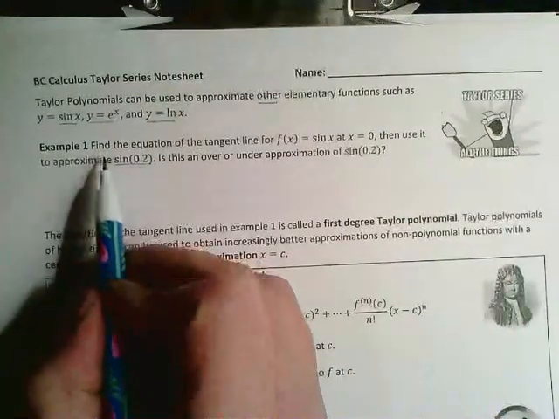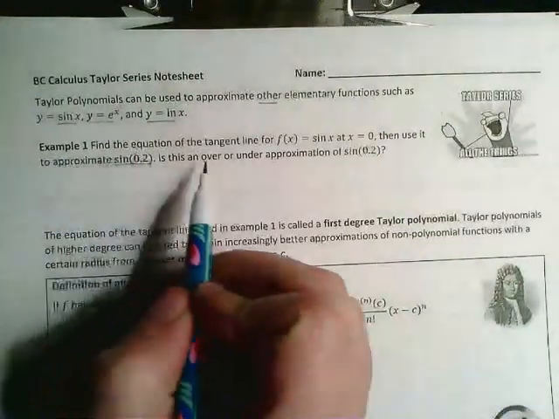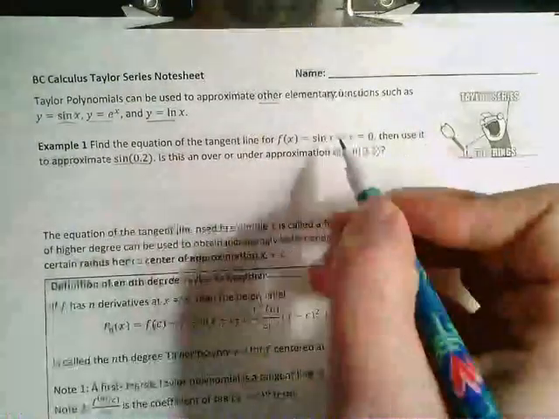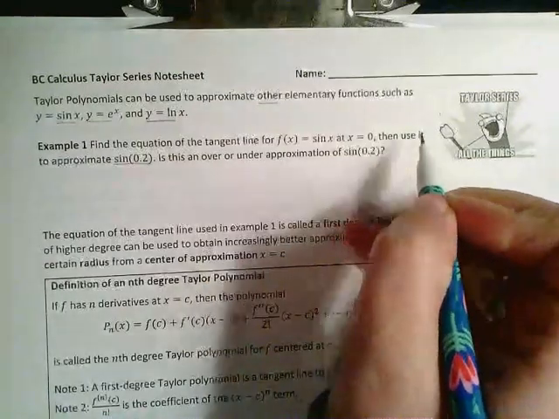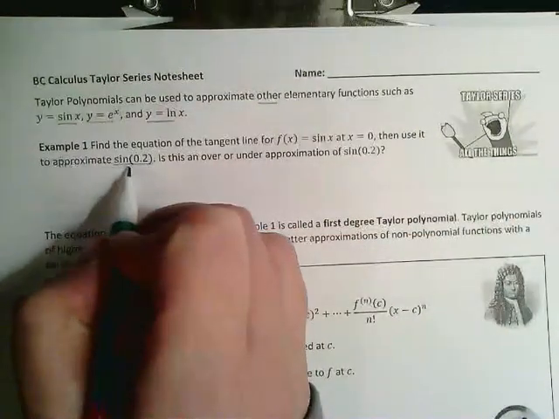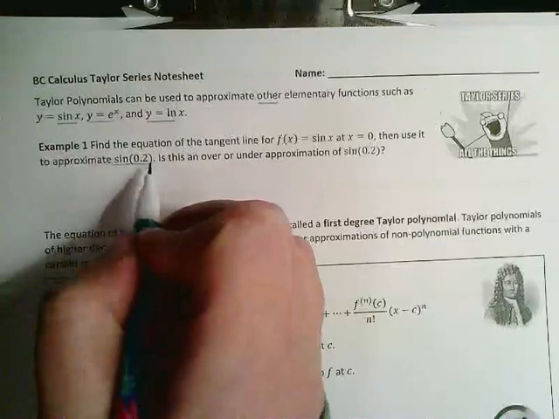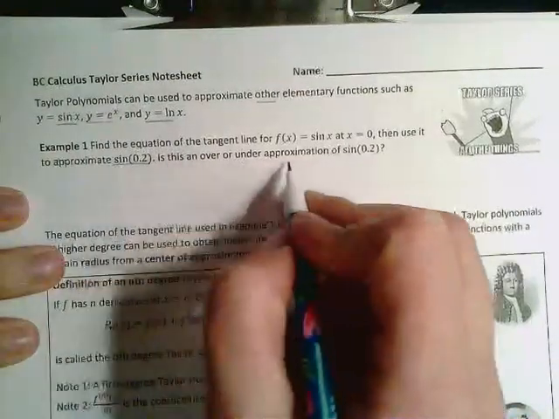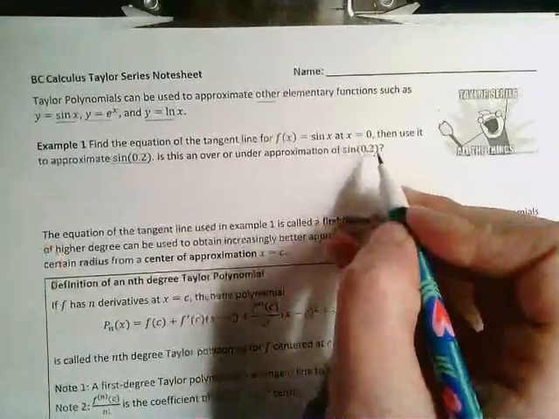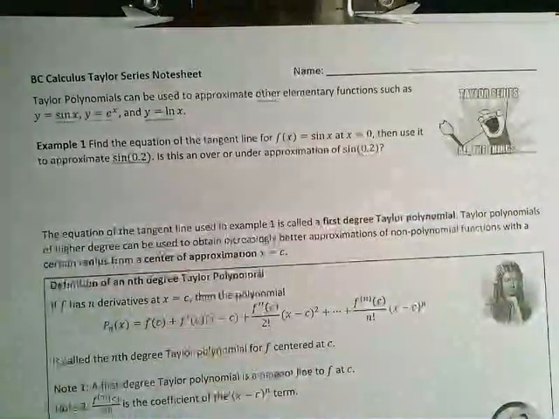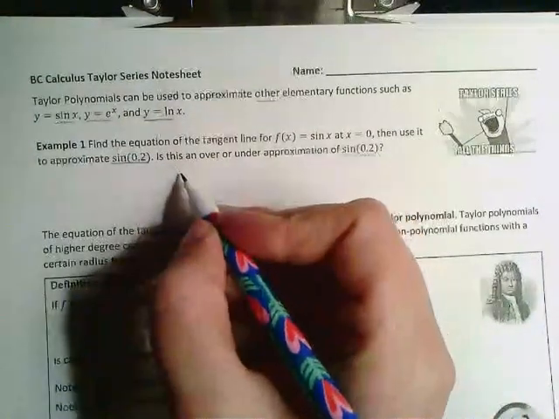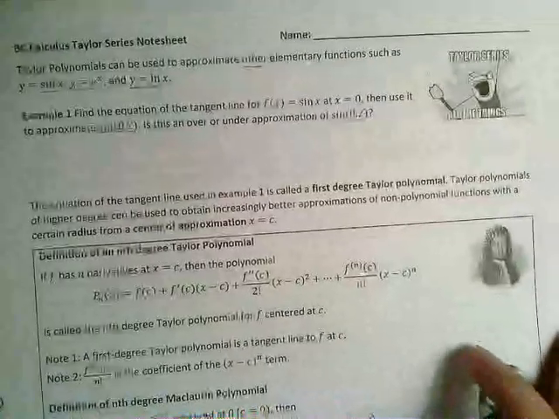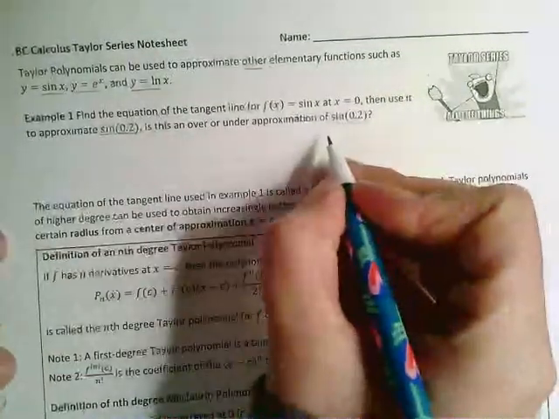So what we're going to be doing is finding the equation of the tangent line for f of x equals sine of x at x equals 0, and then using it to approximate sine of 0.2. And then we're going to answer, is this an over or an under approximation of sine of 0.2? This is basically what they're asking us for.